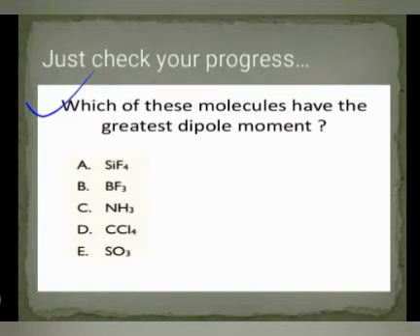So just check your progress now, what you understood. Which of these molecules has the greatest dipole moment? So you just have to note it down, write it and send it to me.